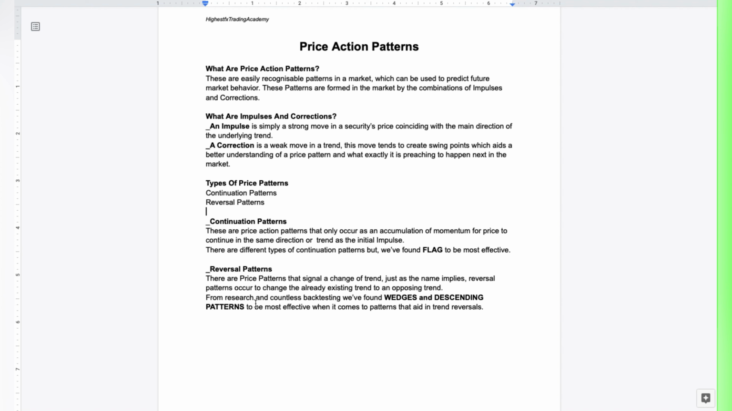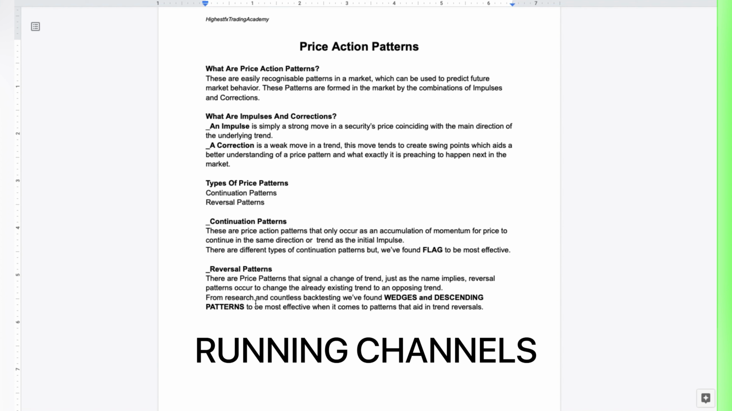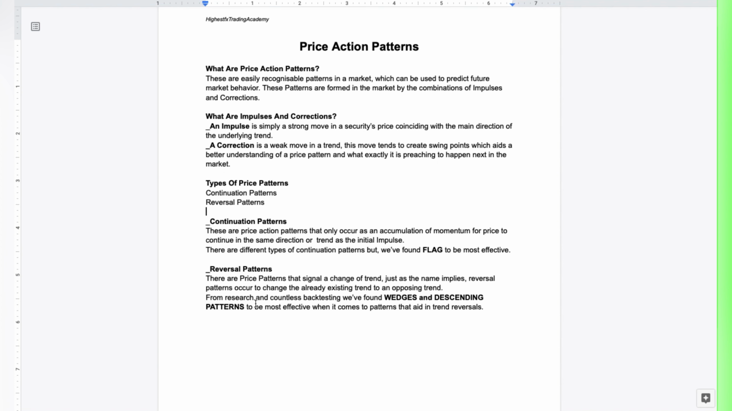Then it says the reversal patterns. These are price patterns that signal a change of trend, just as the name implies. Reversal patterns occur to change the already existing trend to an opposing trend. Then it says, from research and countless backtesting, we have found wedges and descending patterns to be most effective when it comes to patterns that aid the market to reverse.